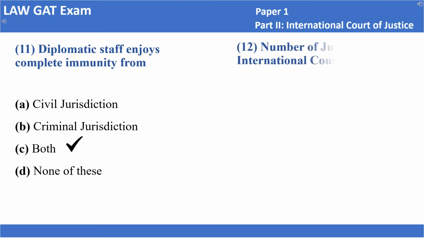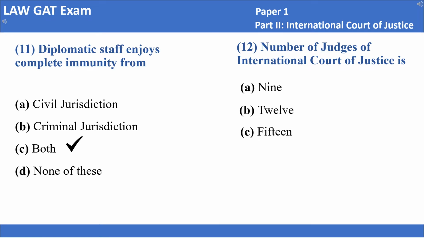Number of judges of the International Court of Justice is option A, 9, option B, 12, option C, 15, or is it option D, none of these? The correct answer is option C, 15.